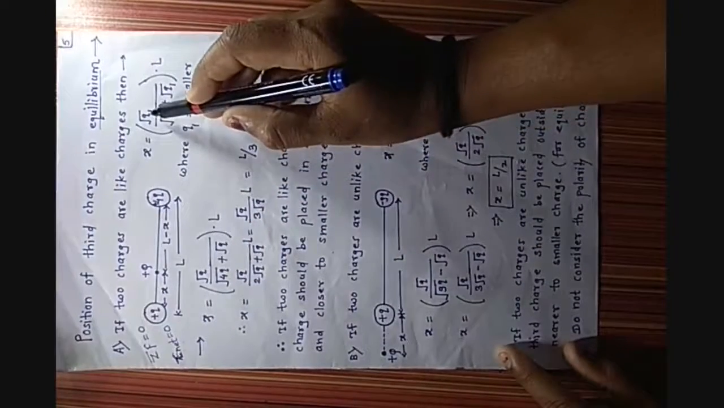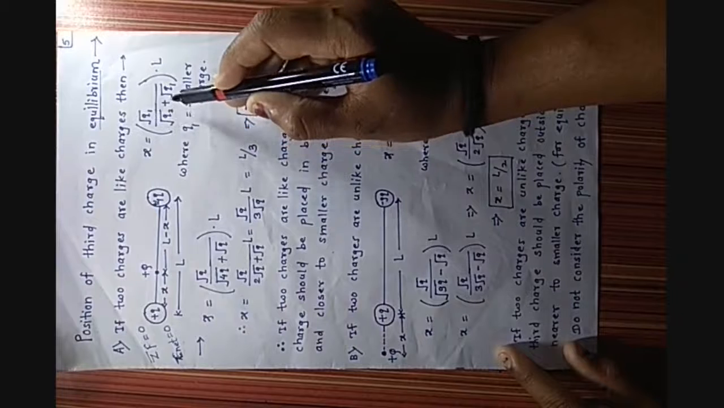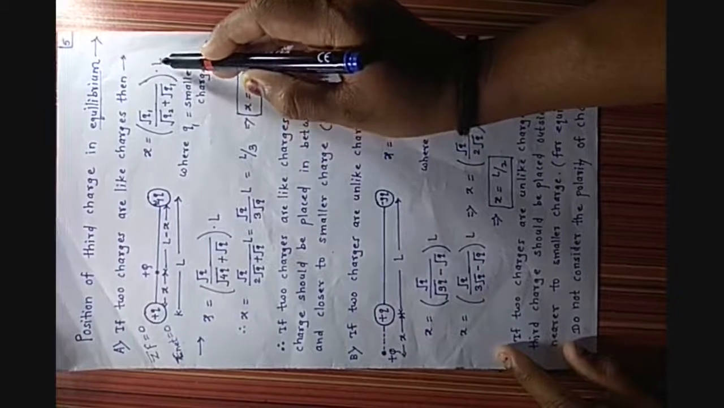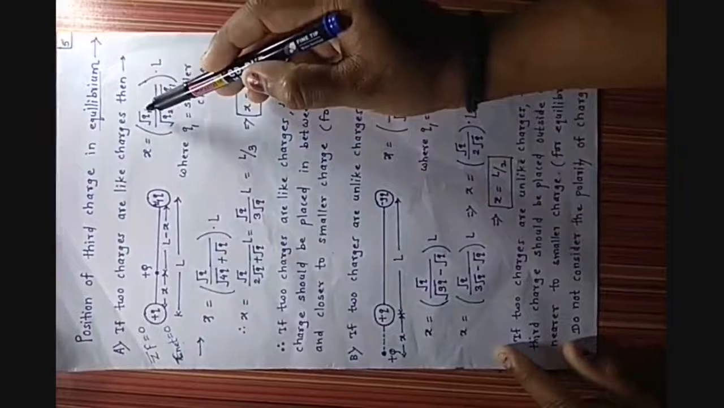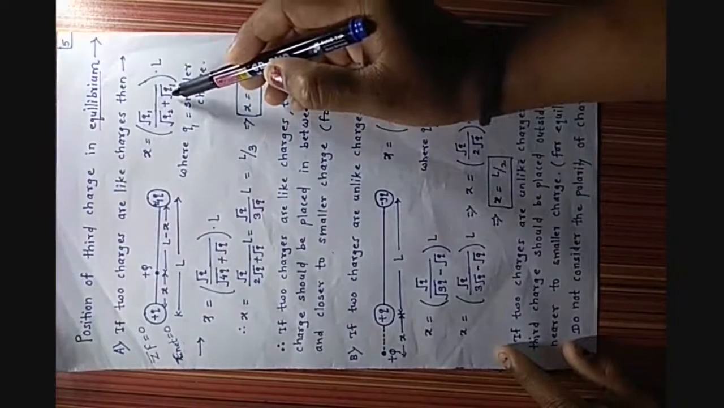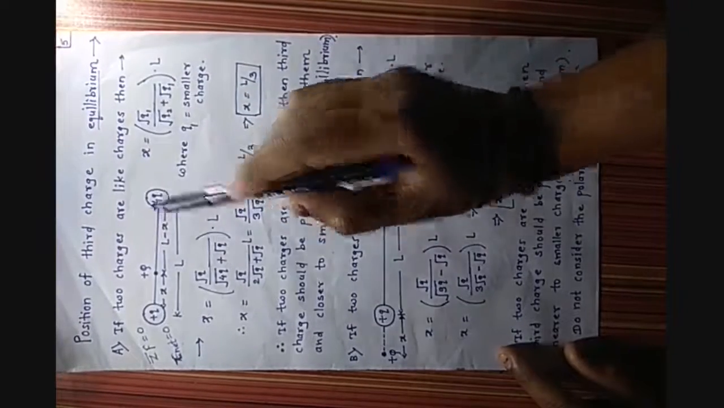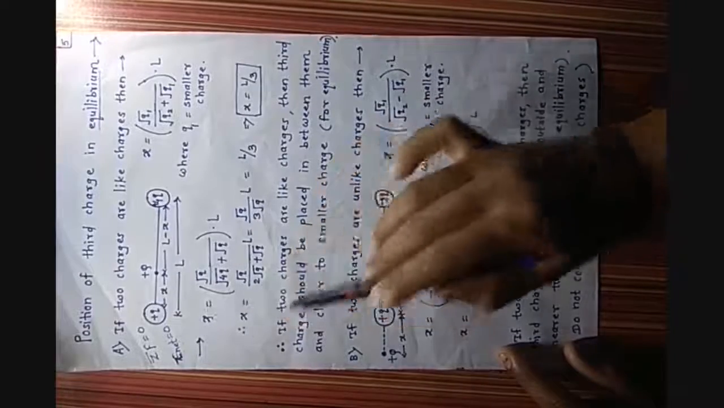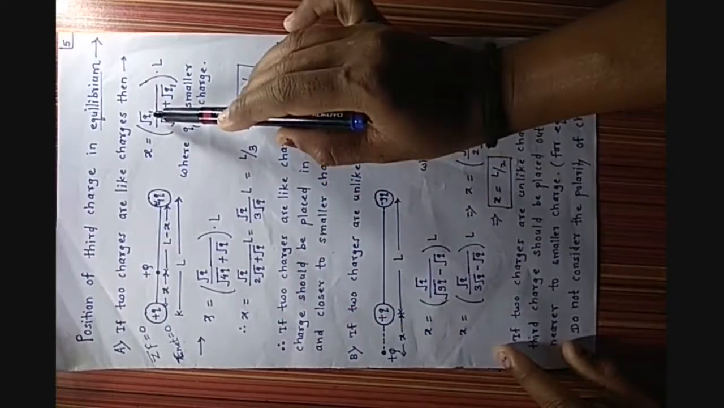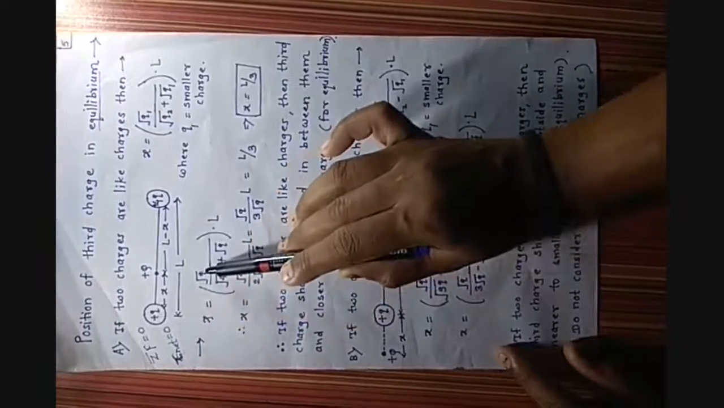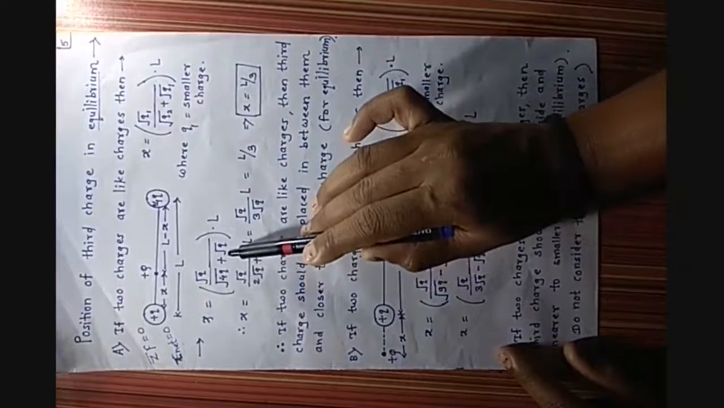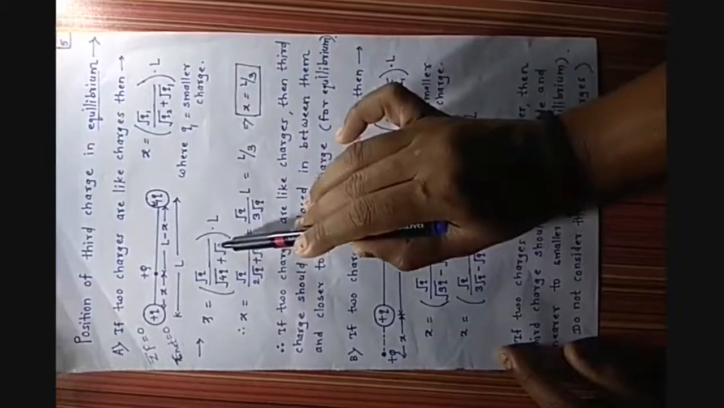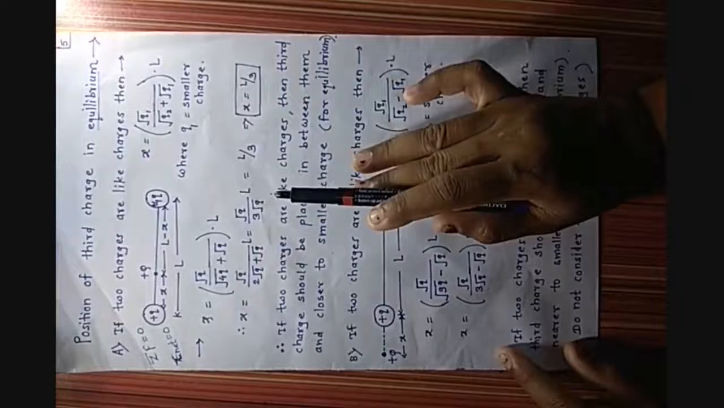x equals root Q1 upon root Q2 plus root Q1, into capital L. Capital L is nothing but the distance between the two charges. Q1 is the smaller charge and Q2 is the larger charge. So substitute the values. Here Q1 is Q, so root Q. Here Q2 is 4Q, so root 4Q. Plus again Q1 is Q. So substitute the values and solve it.